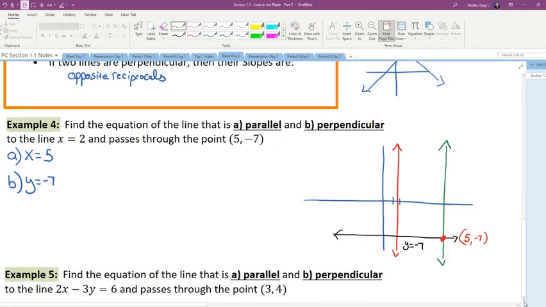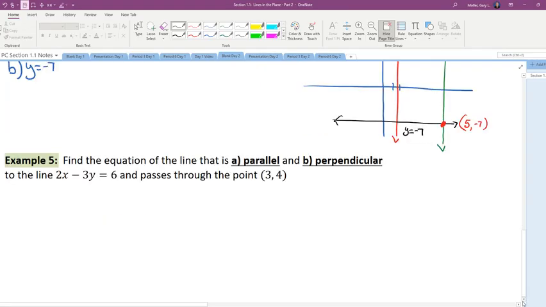Okay, and then we have example number 5. Basically do the same thing. This time our line is a little more complicated, and the only thing I care about this line is I just need its slope. Once I get its slope, then I don't need it anymore. I've got some point (3, 4) and I've got some line. My job is to find the equation of this line right here that's parallel. Notice, other than slope, I don't care.